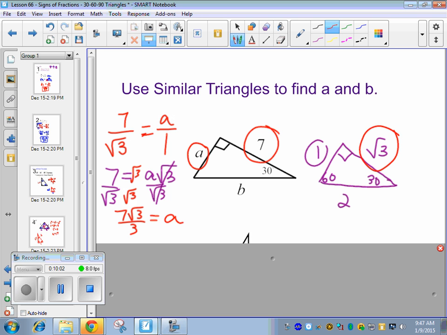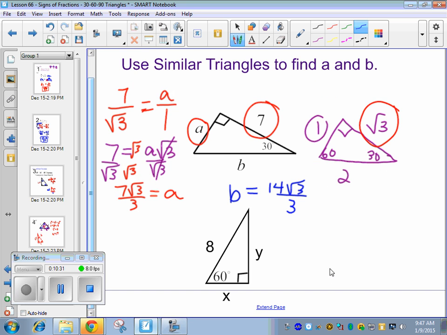You could do another proportion, but does anyone know a faster way to find b, because we know something special about this triangle? Yeah, you multiply by 2. You double it. So if I double this, that would be 14 root 3 over 3. You only have to double the 14, right? It only multiplies to the numerator. You can do another proportion, but that's more work. If you know that b is twice a, you're good to go. Okay?